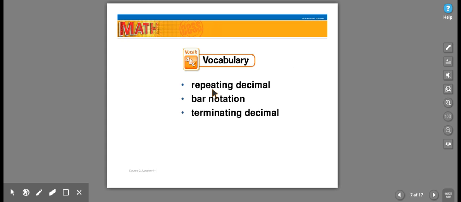Vocabulary you need to know for today: repeating decimal, bar notation, and terminating decimal. I want you to take the time to write down your vocabulary in your notebooks.